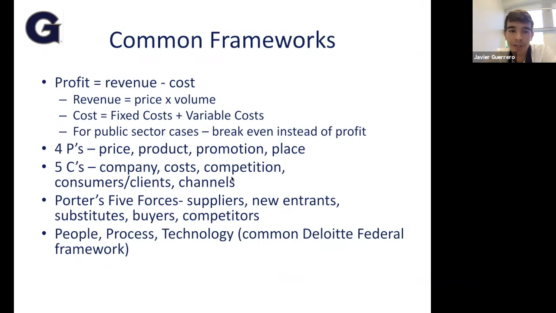Again, framework is a fancy way of just saying, how are we going to get to an answer? We don't have any information right now. We don't have a place to start. So let's give ourselves a place to start, so we can start figuring out how to solve this problem.